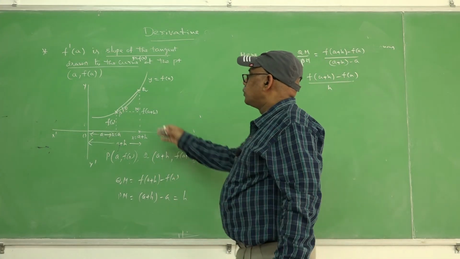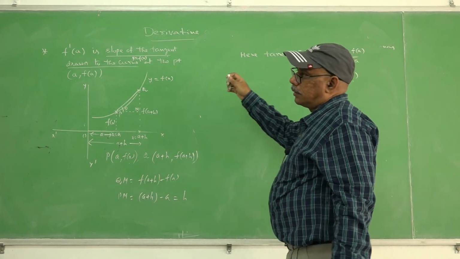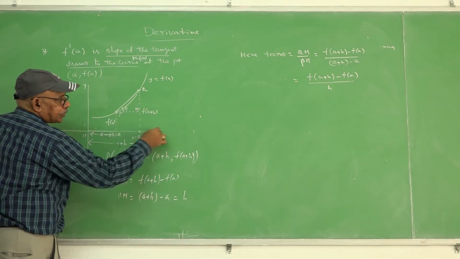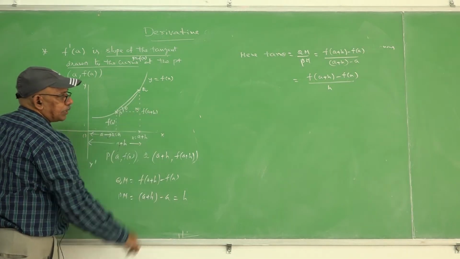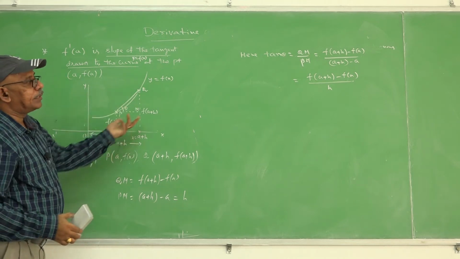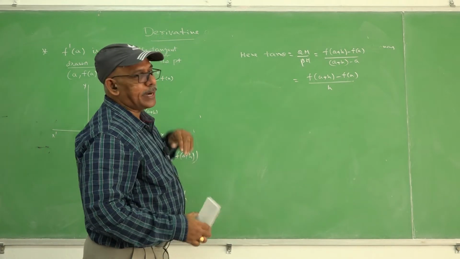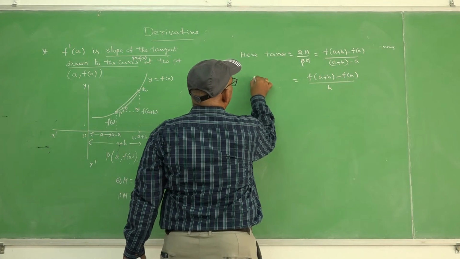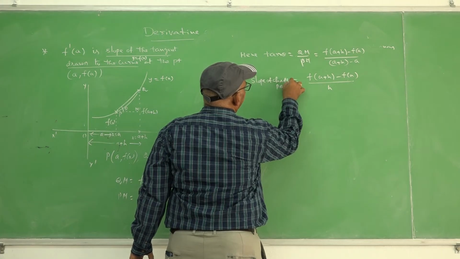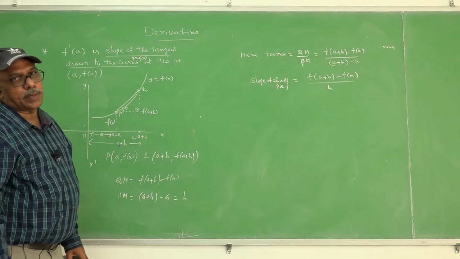That gives us the slope of the chord PQ, because once any line makes theta angle with the positive direction of x-axis, that is, with the horizontal line, its slope is given by tan theta, which is f of a plus h minus f of a by h. So, the slope of chord PQ becomes f of a plus h minus f of a by h.